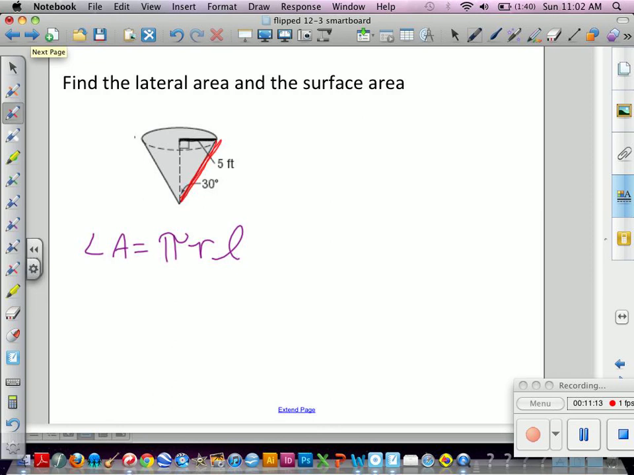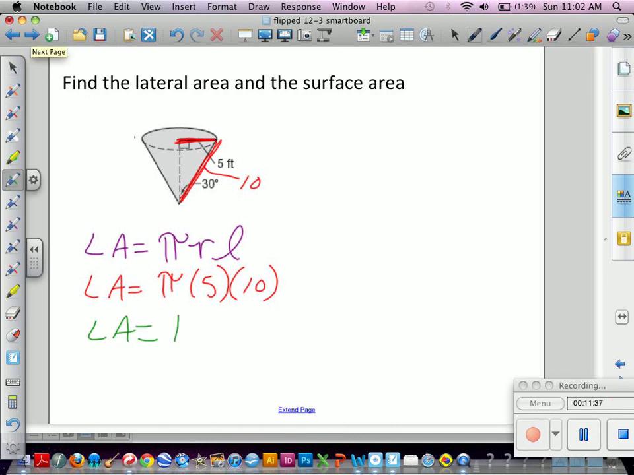So I hope you know that the short leg, this is my short leg, is going to be 5, and the hypotenuse is 2 of the short legs. So this is going to be 10. LA, lateral area, pi, 5 is your radius, slanted height is 10. So go ahead and punch that into your calculator. I get 157.1 feet squared.